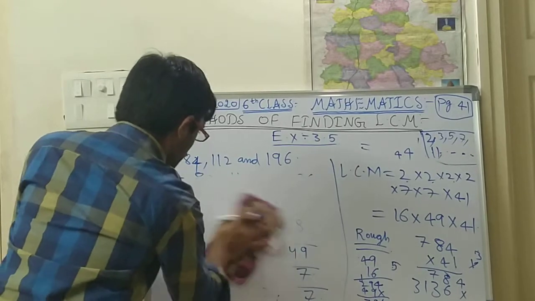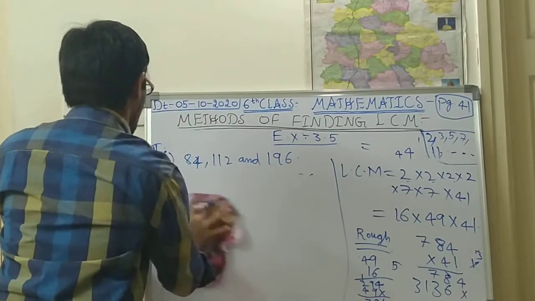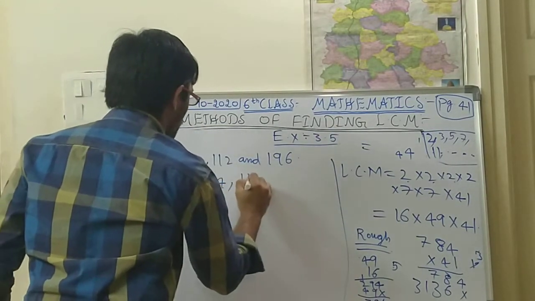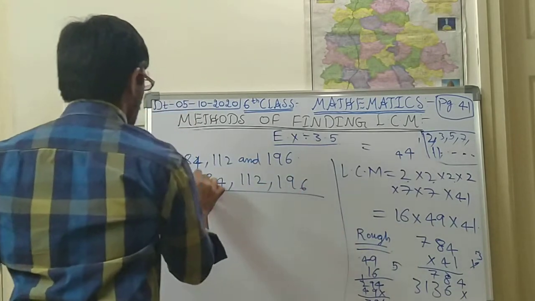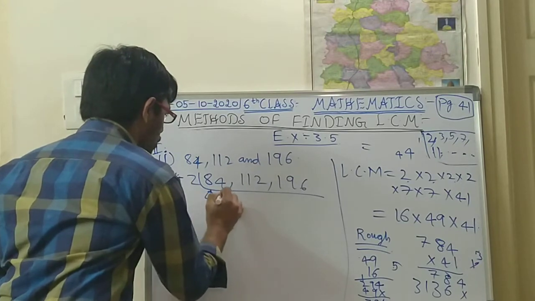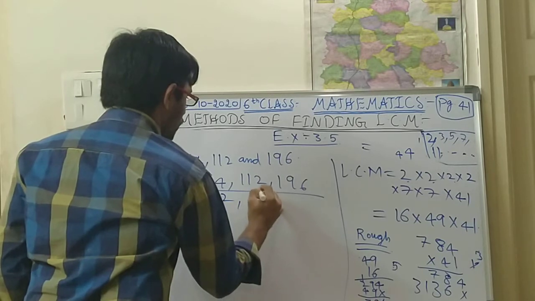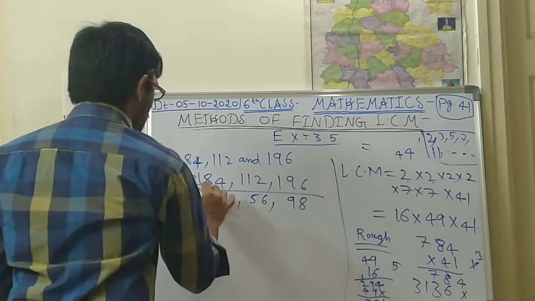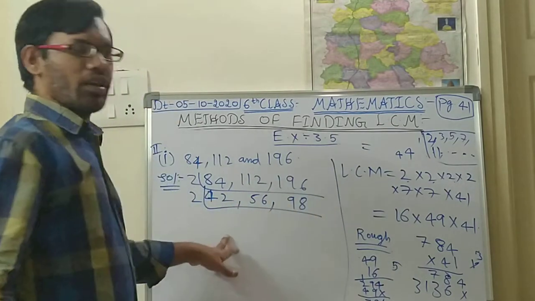Please check the mistake. So 84, 112, 196. For these numbers, use the two table. 2 4s are 8, 2 2s are 4. Next 2 5s are 10. Next 2 6s are 12. 2 9s are 18. 2 8s are 16. Next 42. These will be going in the 2 table only.